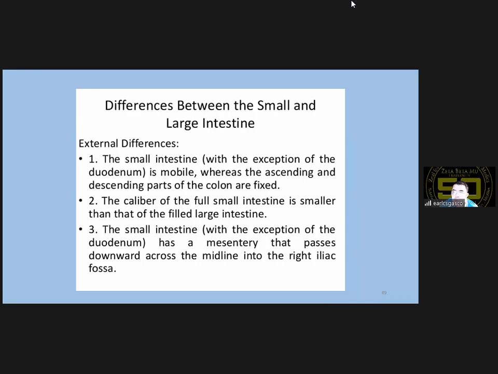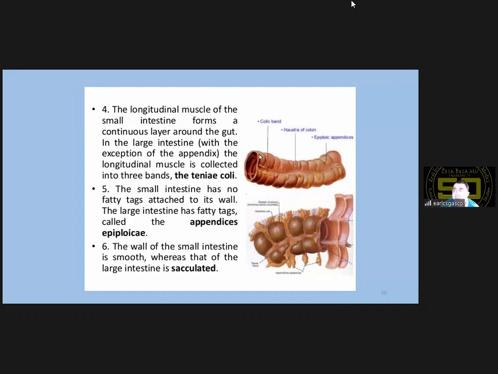The longitudinal muscles of the small intestine form a continuous layer around the gut, with the exception of the appendix, of course. While for the large colon, the longitudinal muscles are confined into three bands known as the taenia coli. The small intestine has no fatty tags or omental appendages.